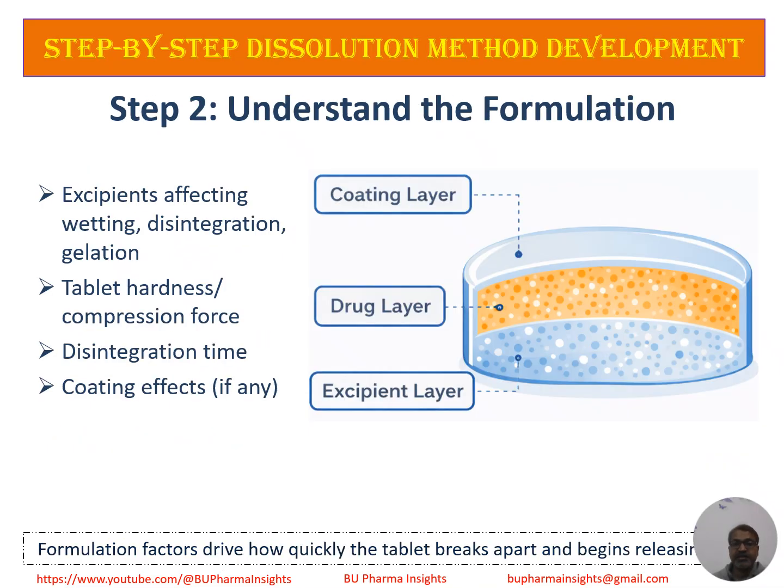Second step is to understand the formulation. Fact is, formulation excipients strongly influence dissolution, such as lubricants can slow wetting, disintegrants promote tablet breakup, and binders control mechanical strength. Together, these factors determine whether the dissolution method needs low or moderate agitation. In short, formulation design controls how fast the tablet disintegrates and starts releasing the drug.